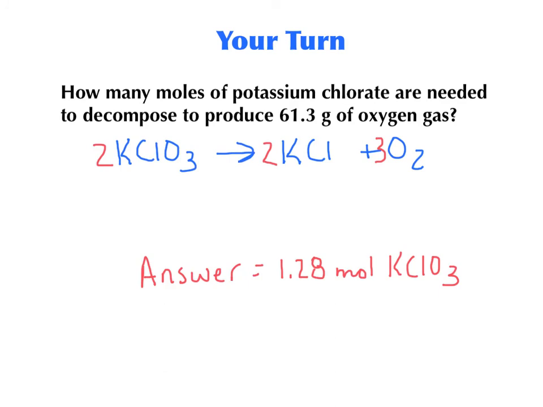Okay, there are 2 problems that I want you to do on your own. This one I've helped you out with. I've given you the balanced equation already. You're looking to find how many moles of potassium chlorate you need to decompose to make 61.3 grams of oxygen gas. So you should be showing an action line, and if you did everything correctly, then you should get 1.28 moles of KClO3. So set up that action line, pause it, figure it out, and then go to the next problem.